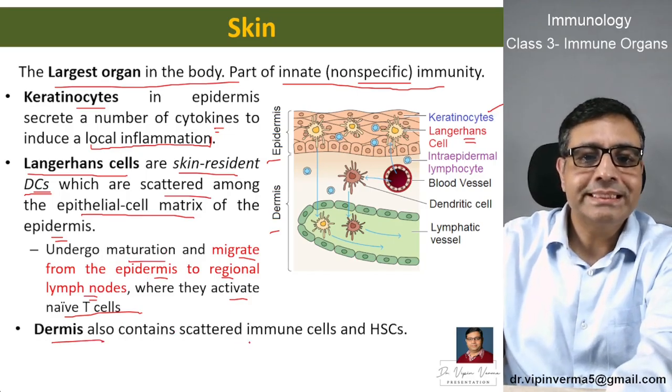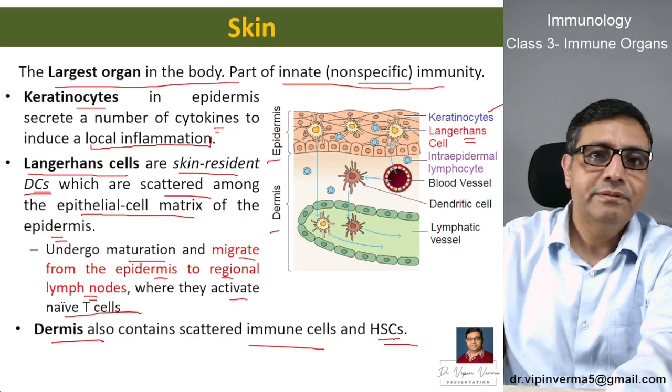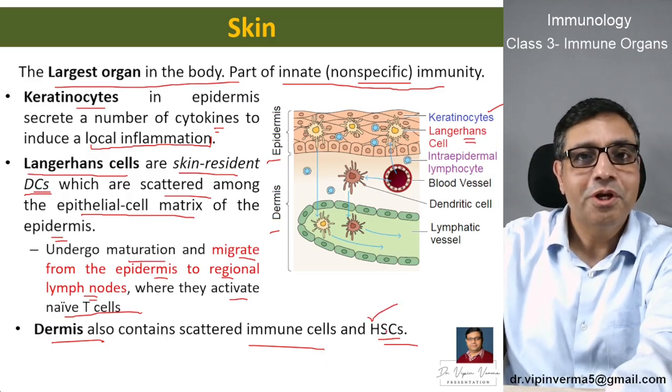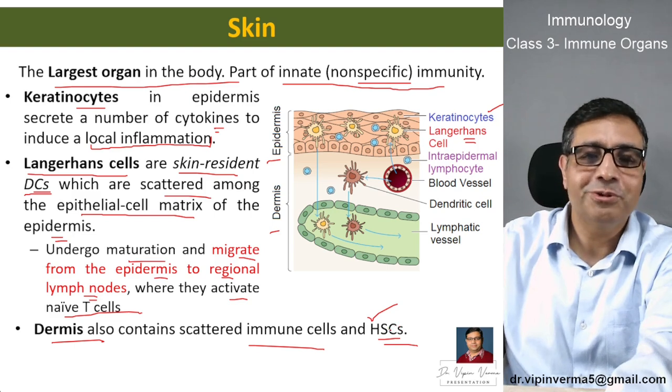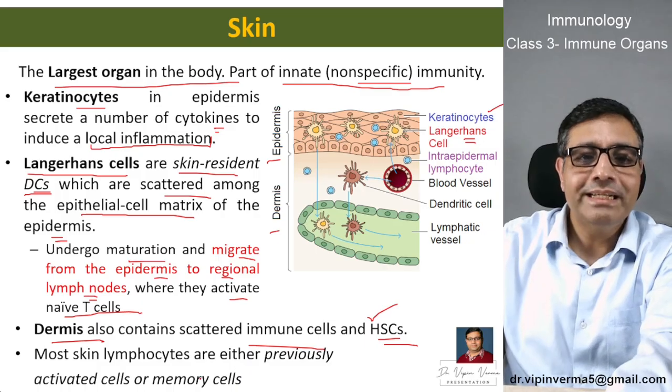The dermis also contains scattered immune cells and hematopoietic stem cells. So our dermis also has hematopoietic stem cells, right? You can find the hematopoietic stem cells here also, not only in the bone marrow, and they come from the circulation. Most skin lymphocytes are either previously activated cells or memory cells.